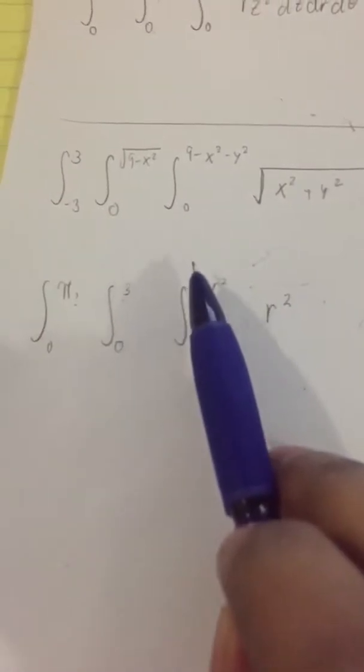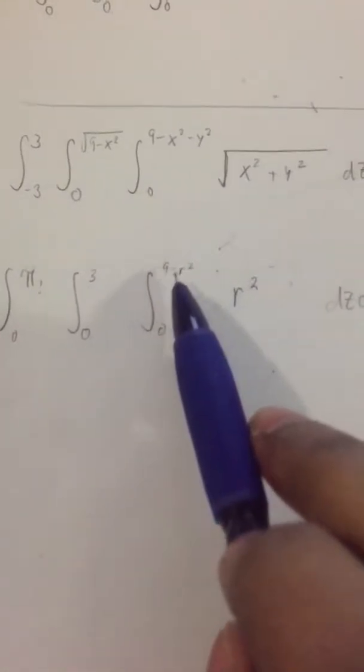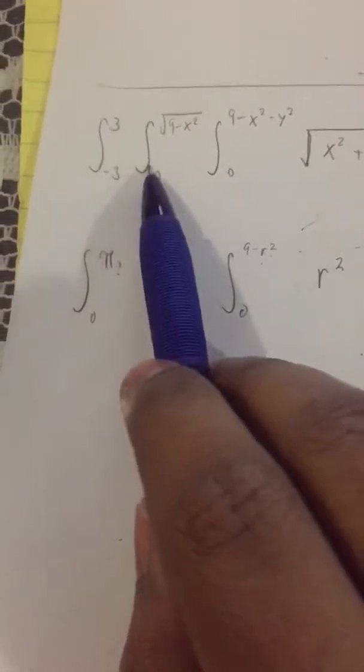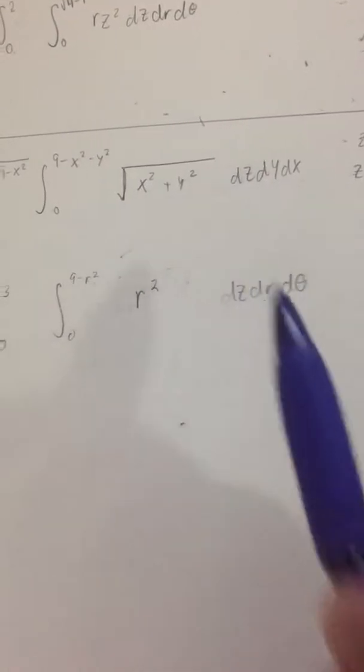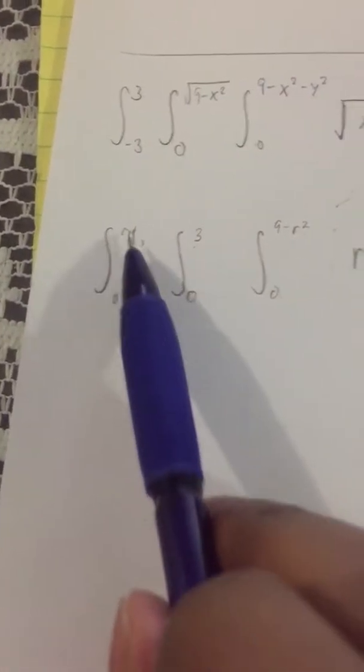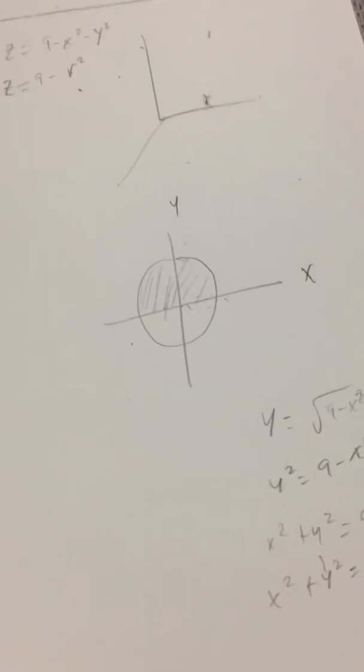So the little shortcut here is that you have 0 to 9 minus r squared. You just replace the x squared and y squared with r squared, so you get 9 minus r squared. And then you just draw these two bounds for dy and dx. For r, it's the radius, which is 0 to 3 because it's a circle of radius 3, and then the angle is from 0 to pi because they gave us -3 to 3, so it's just the top portion of it. That's a little shortcut. I don't know if that helps.